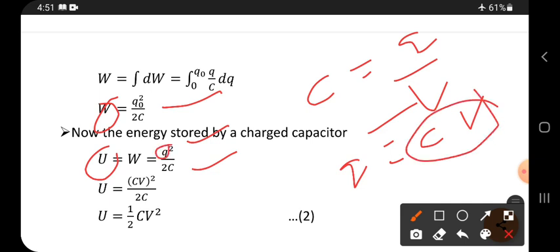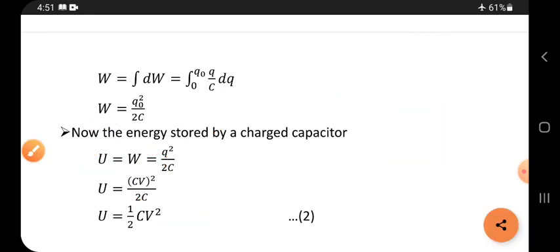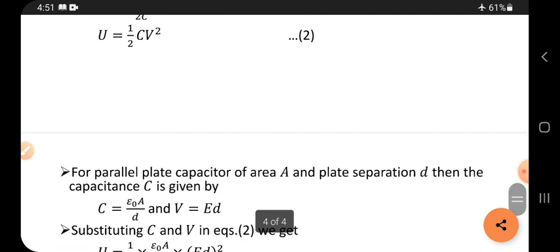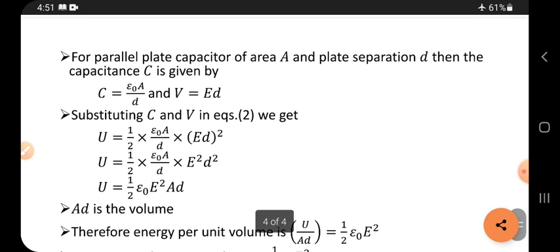So then (CV) whole square means C square is present, and one C gets cancelled, so only one C remains. So half CV square is the potential energy of a parallel plate capacitor.